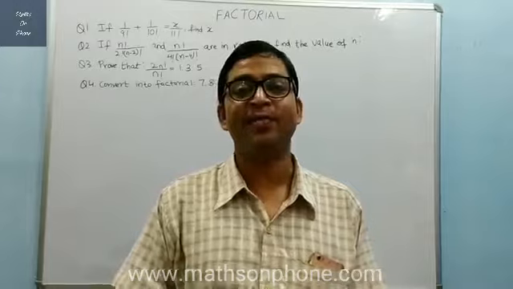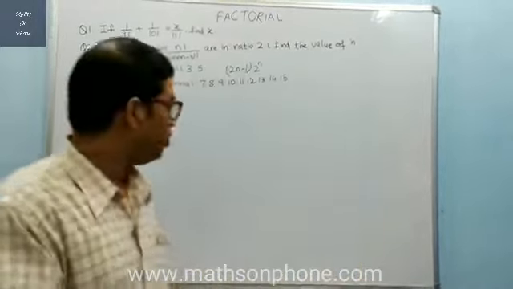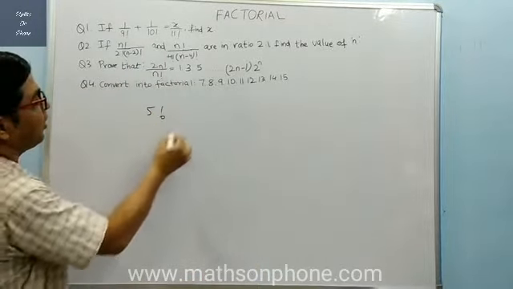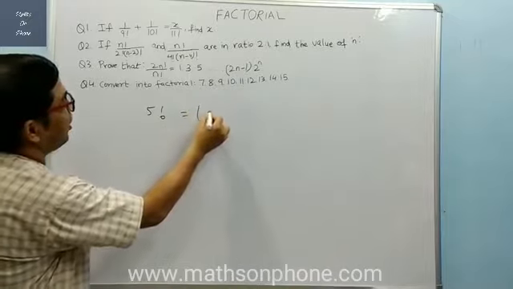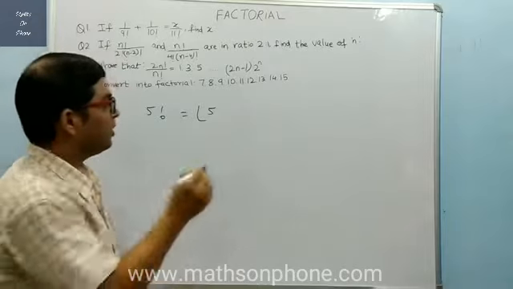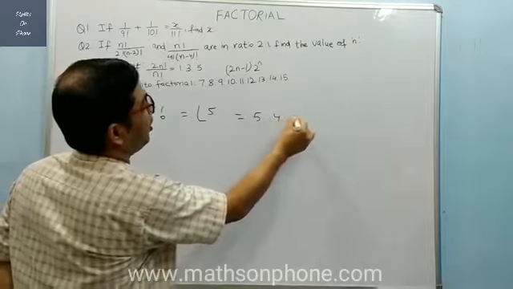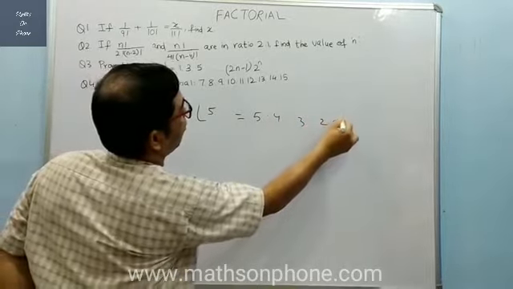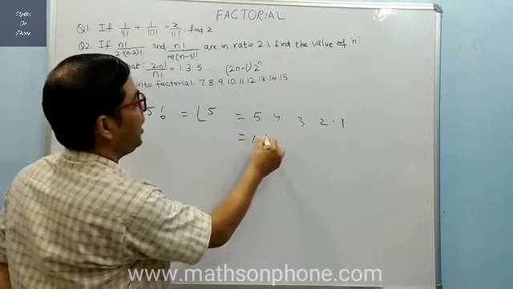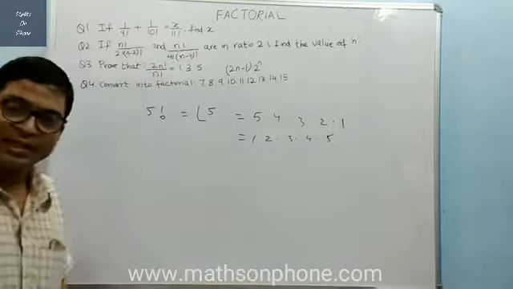Now we will see what is the meaning of factorial. You just encounter that 5 factorial is there. You just write like this or in this way. What is the actual meaning of factorial? This means it is 5 into 4 into 3 into 2 into 1. Or you can write this thing as 1 into 2 into 3 into 4 into 5 like this.